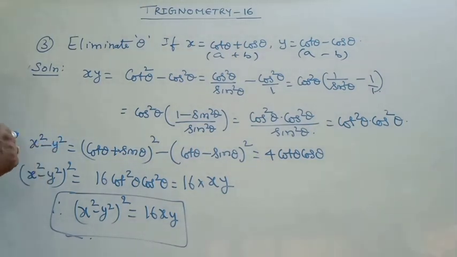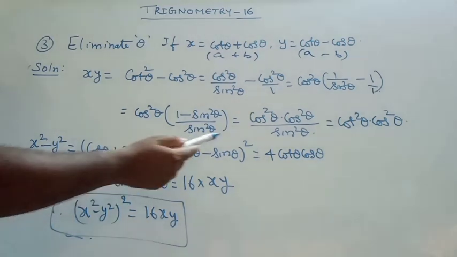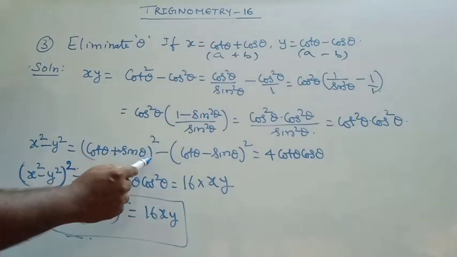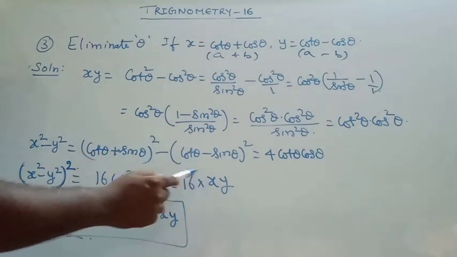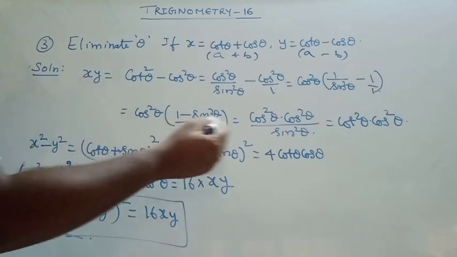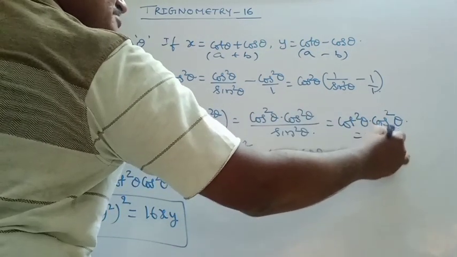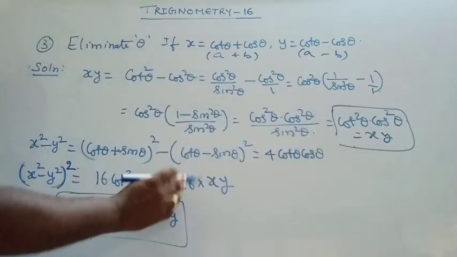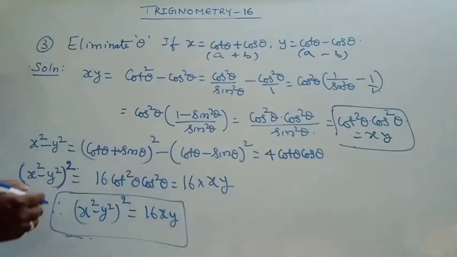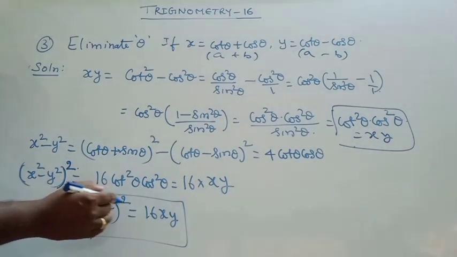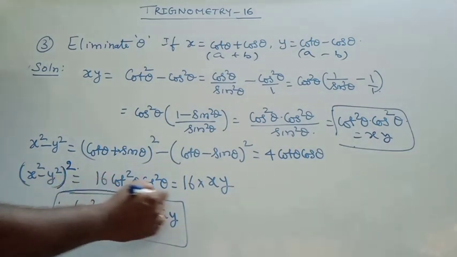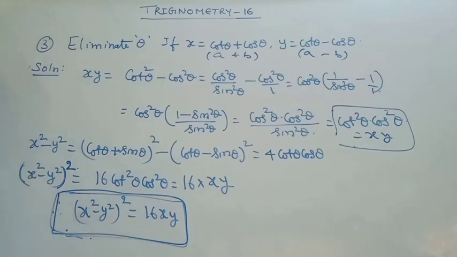Now by squaring this, 4 becomes 16, cot square theta cos square theta. Already you got xy as this, so you substitute xy here. From that you got x square minus y square whole square is equal to 16xy. In this way beautifully we can do this particular problem. We have eliminated theta and got this nicely.